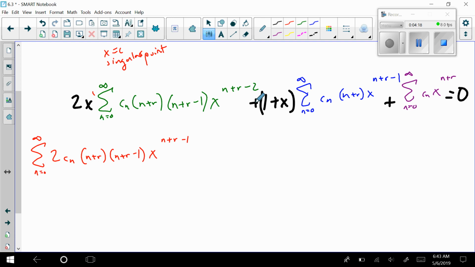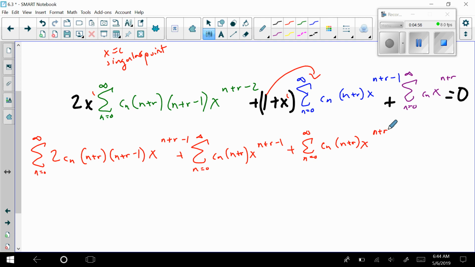Okay, and then here when I distribute this, it creates 2 summations. This would be n equals 0 to infinity of c sub n plus r, x to the n plus r minus 1. That's this coming in here. Now I'll do the next one. Same type of thing is happening. This x is to the first power. When I bring it in, it'll cancel out with this negative 1, which leaves me with c sub n plus r, x to the n plus r.